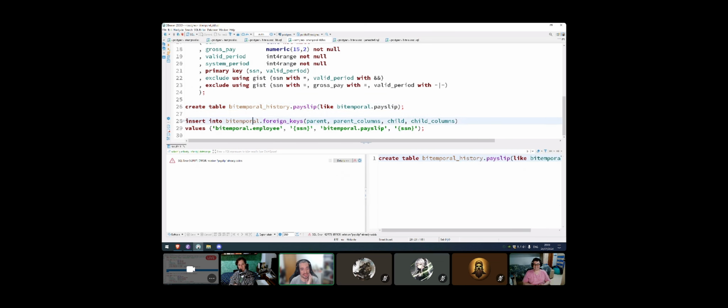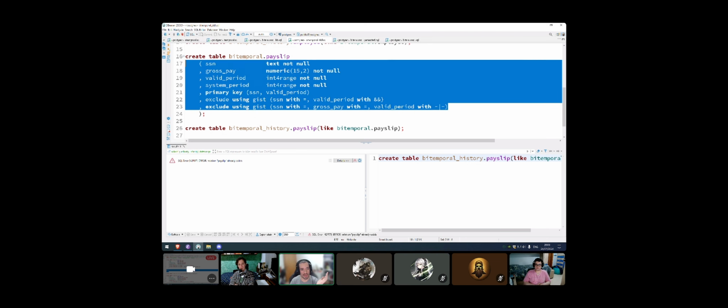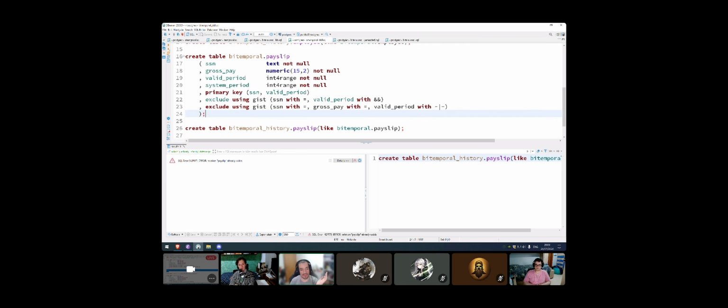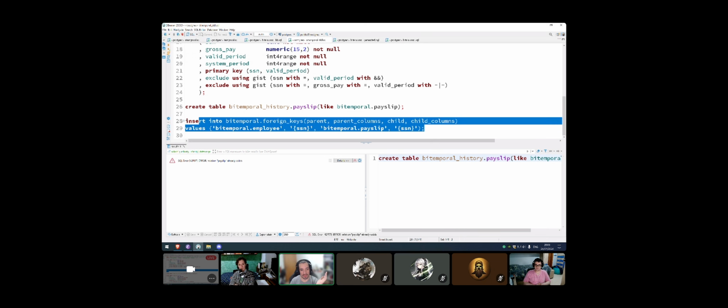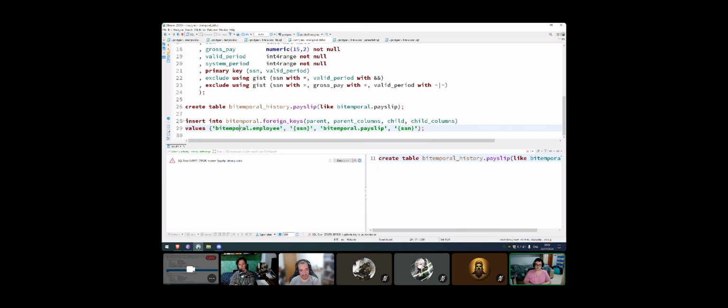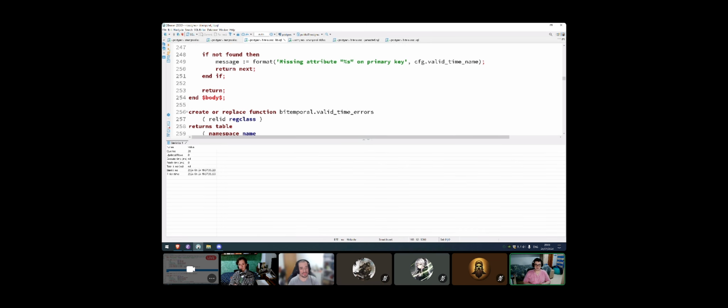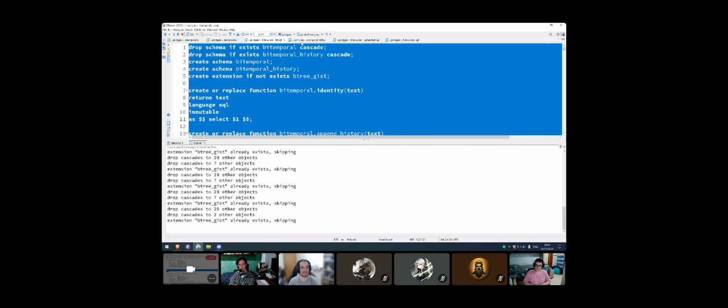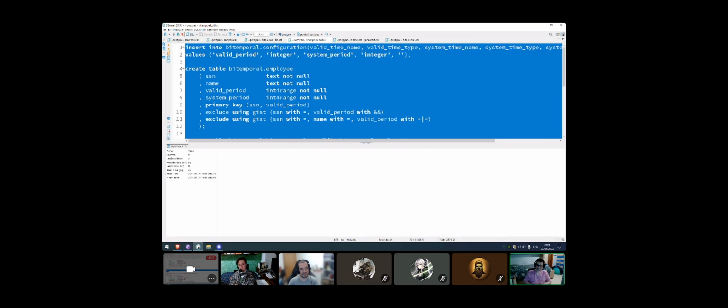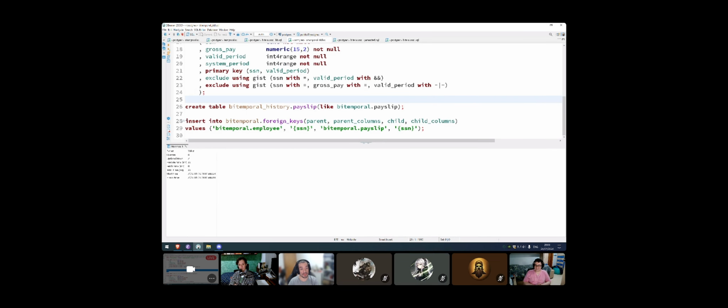This is the sad part: this is not native to Postgres. So I have to keep track of foreign keys myself. I can't have foreign keys, which is sad. Wow, that's a major downside of this. That's a lot of work.